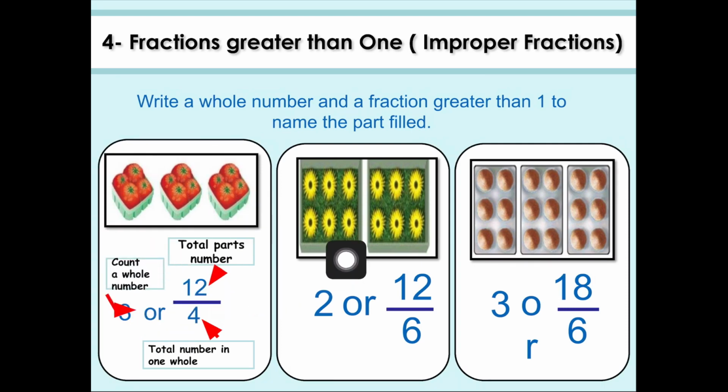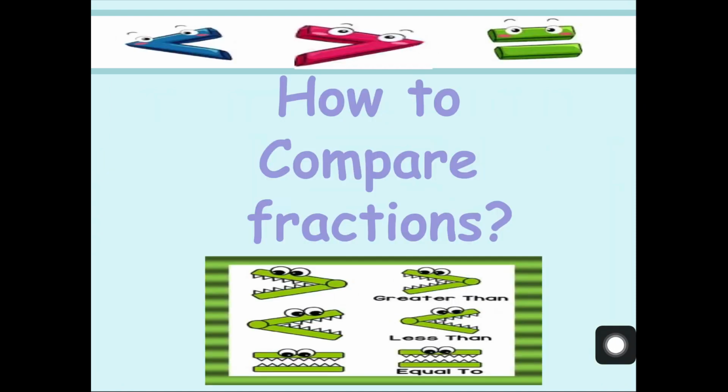So 12/4. Over here, I have 2 boxes of daisies, or I have 12 individual daisies, and in each group there are 6, so 12/6. Over here for my trays of muffins, I have 1, 2, 3 groups, or I can say that I have 18 individual muffins, and in each group there are 6, so my fraction will be 18/6.